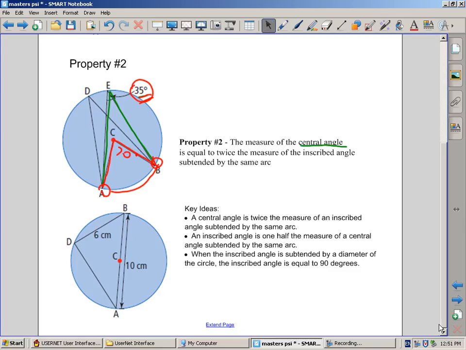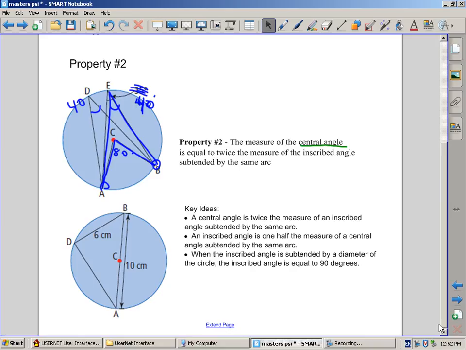And the opposite can be true. If I were to erase this and change the problem slightly and indicate that we didn't know what that inscribed angle was, and I said that this was an 80-degree angle, then because this is a central angle subtended by the same arc as this inscribed angle, it is now not twice as much, but half as much. So now that inscribed angle is 40 degrees. And from property number 1, we know that if this inscribed angle is 40 degrees, this inscribed angle is also 40 degrees.